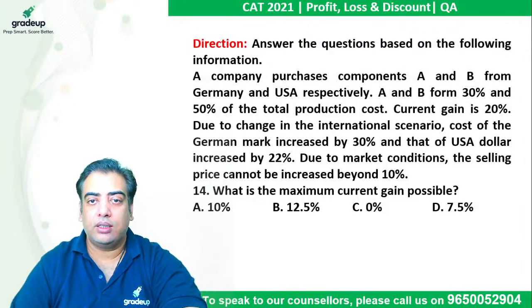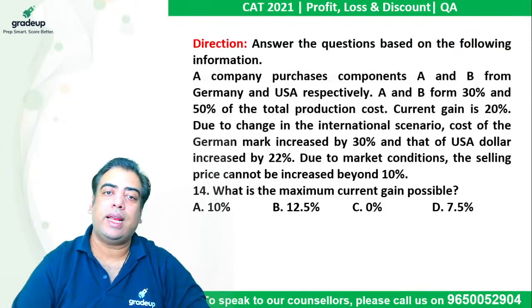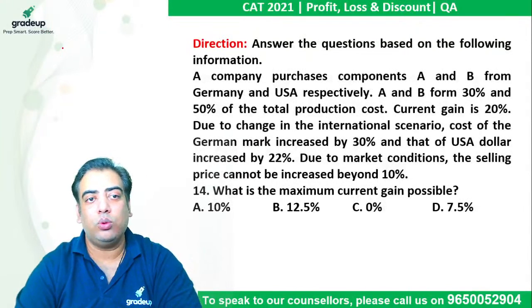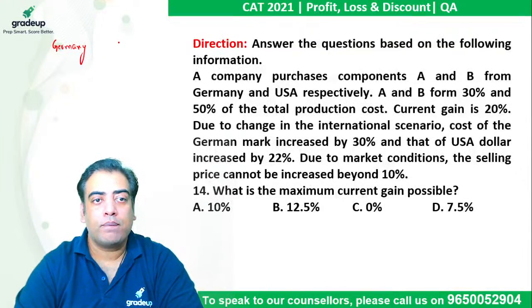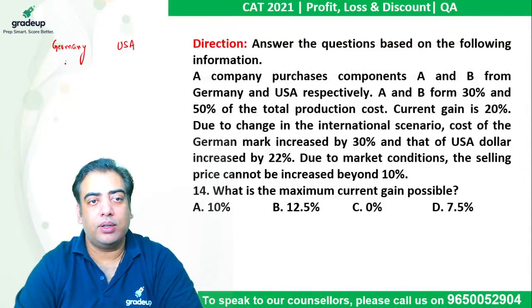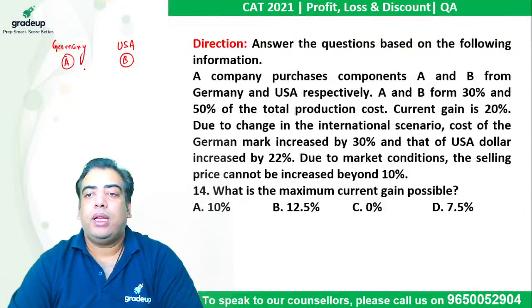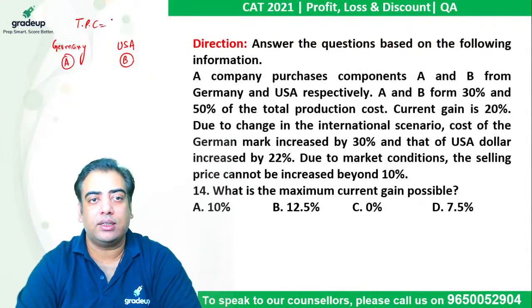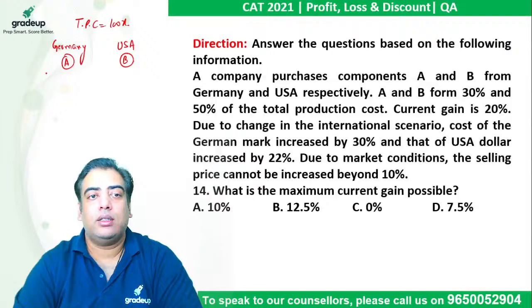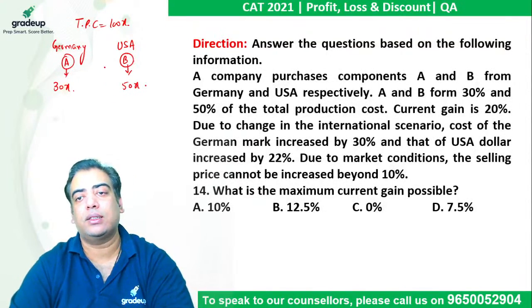Here it says a company purchases components A and B from Germany and USA respectively. So A is coming from Germany and B is coming from US. A and B form 30 and 50% of the total production cost. So let's say if the total production cost is 100x, then the share of A will be 30%, which is 30x. Share of B will be 50% of 100, which is 50x.